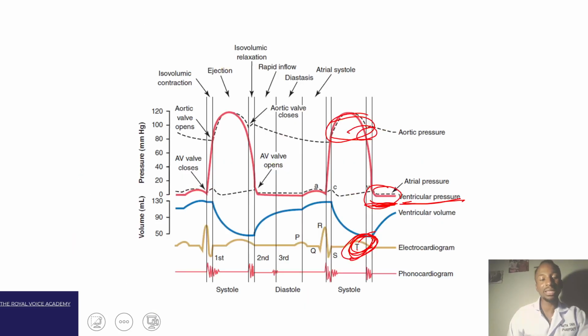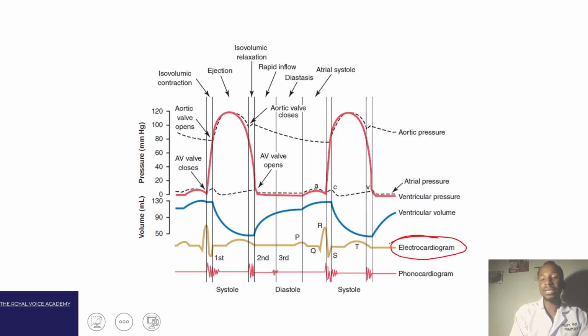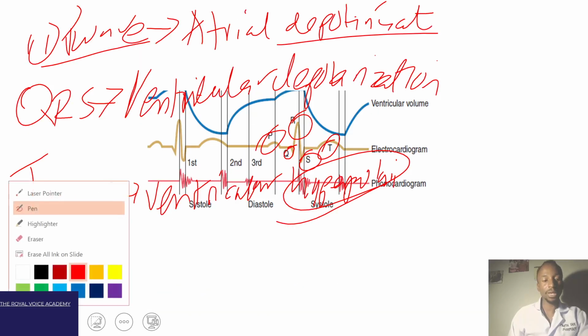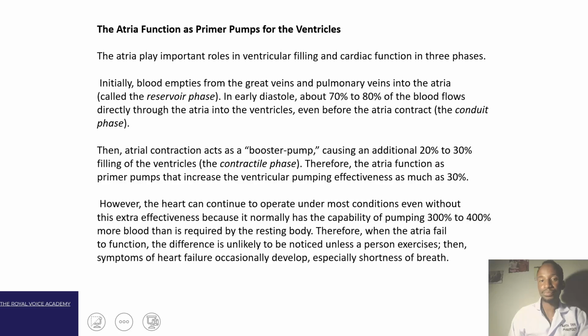So when you look at this diagram, we've now covered the electrocardiogram, we've covered ventricular pressure, and we've also covered atrial pressure. We're going to look at the C wave and the V wave later, so don't worry about the C wave and the V wave. I know that's what we've not covered there. So let us move on. Let me erase all ink from this slide.